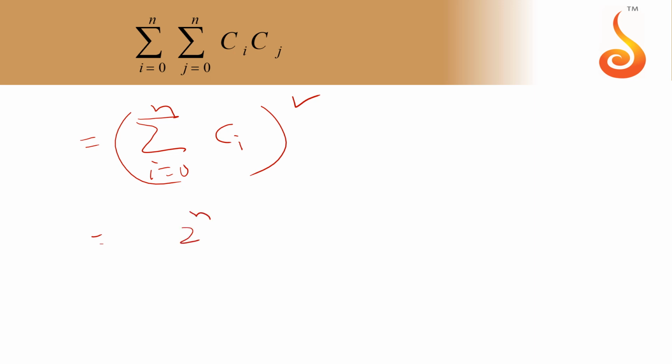Let us apply the binomial. Now this is nothing but what? i and j are independent, no? Sigma i equal to 0 to n ci whole square, because the other one is also the same. So it is nothing but what? 2 power n whole square, which is 2 power 2n.